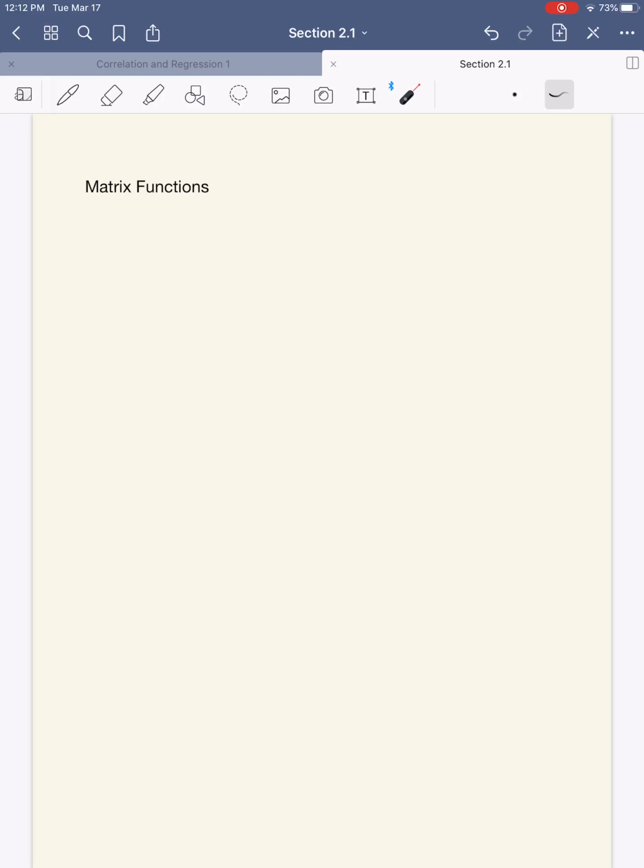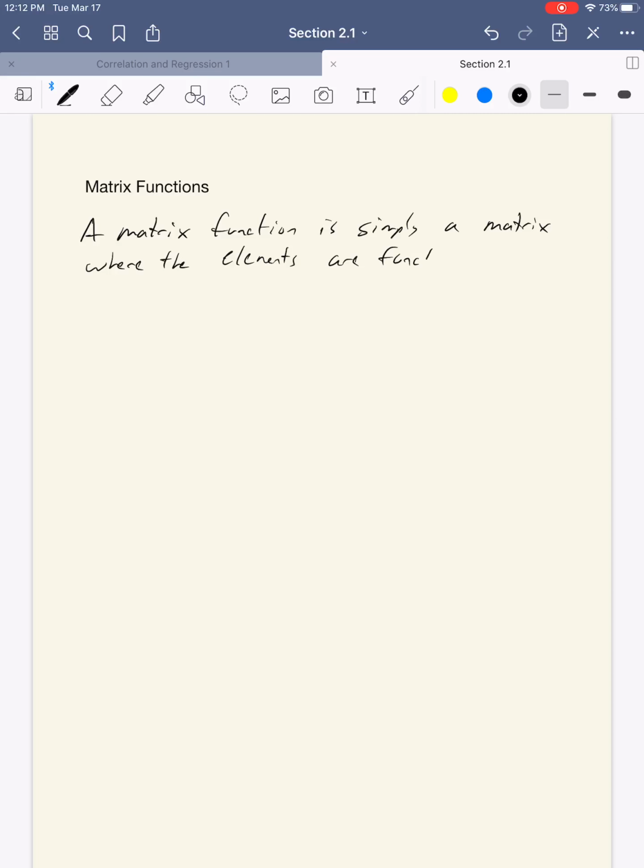So we're going to talk briefly about matrix functions. A matrix function is simply a matrix where the elements are functions. So that should be pretty clear.